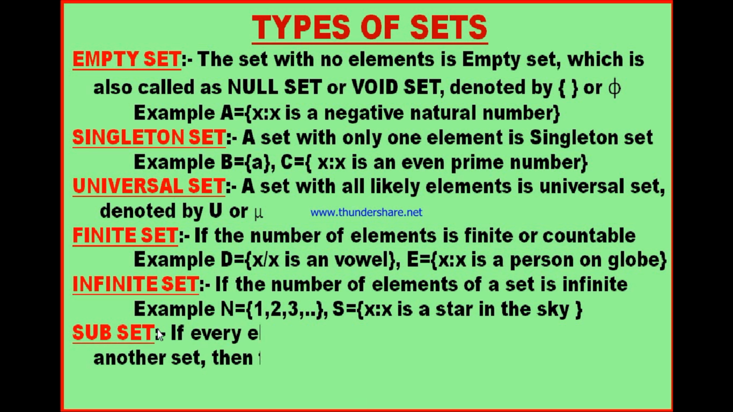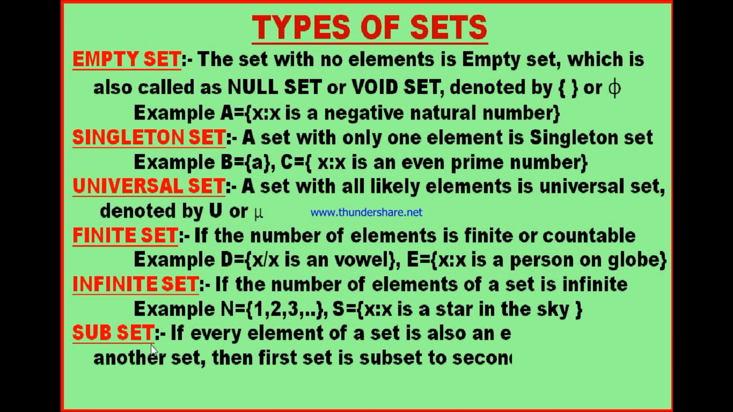The next is subset. If every element of a set is also an element of another set, then the first set is a subset of the second set. This I shall repeat. If every element of a particular set is also an element of another set, then the first set is said to be a subset of the second set. If there are two sets, and all the elements of the first set are also elements of the second set, then you can say that the first set is a subset of the second set.